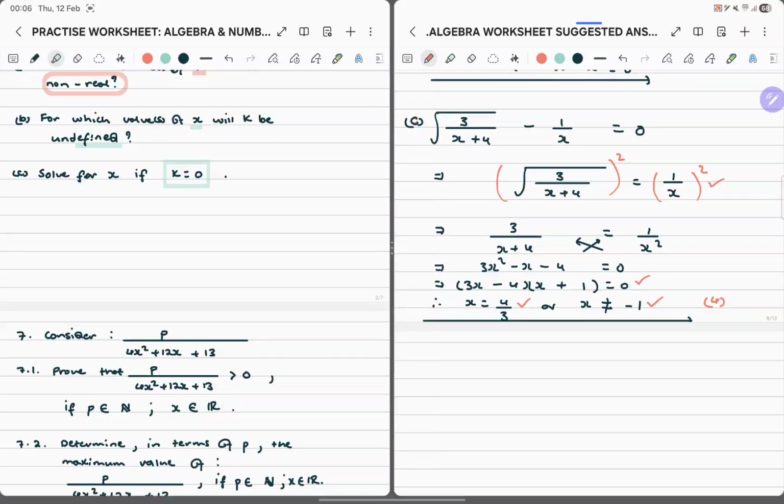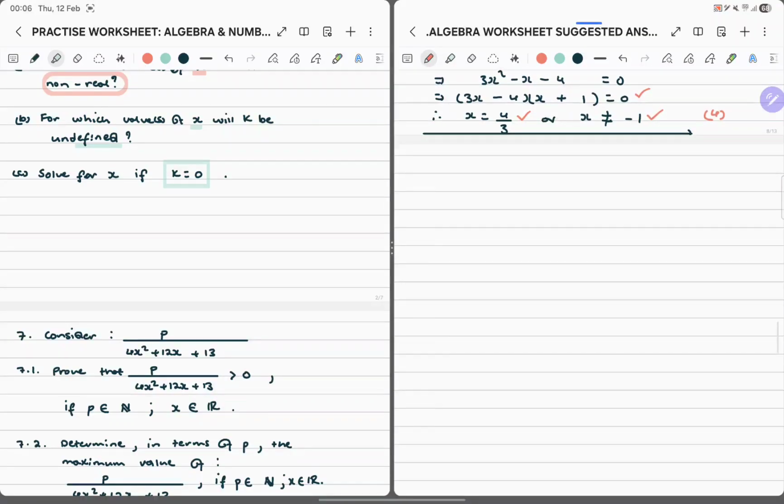Okay, guys, so this is essentially the end of that question 6. Let's quickly rush through question 7. This time I'm going to try and just get to the matter at hand.